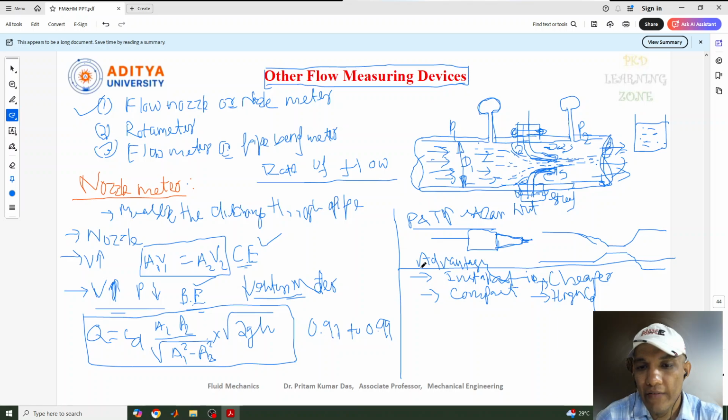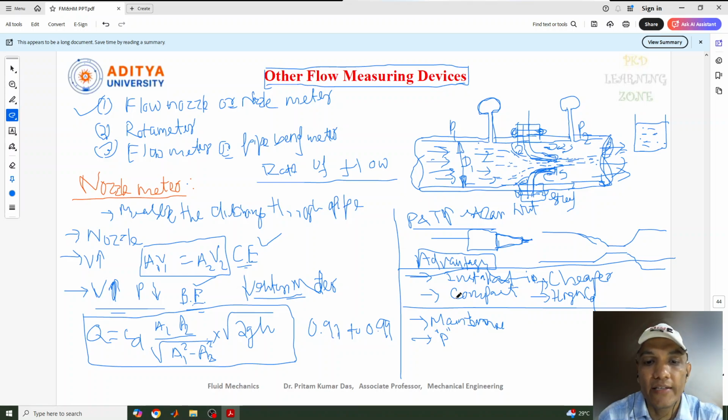Similarly, some disadvantages are also there. Disadvantages again I'll write here. Few disadvantages are there. As I told you, it is cheaper in price, but maintenance will be very high. The maintenance will be a little bit costly. And similarly, the pressure recovery will be very low. Pressure recovery is very low for this device.